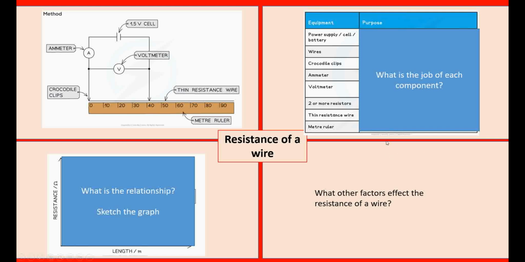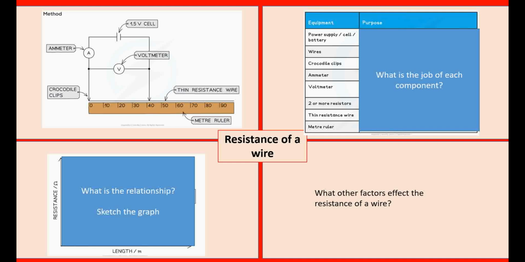We're going to look at the resistance of a wire first. So the resistance of a wire practical, we've got a setup here where we've got a cell, we've got an ammeter, again it's going to be measuring current, and we've got a voltmeter measuring potential difference. We've got crocodile clips that allow us to move up and down the resistance wire, and we've got a metre ruler to measure that length. So your job, I want you to try and sketch the graph showing what happens to resistance as we increase the length, and jot down some of the other factors that would affect the resistance of a wire. You can also try and write down the job of each of the different parts that we could put into this experiment. So I pause the video here.